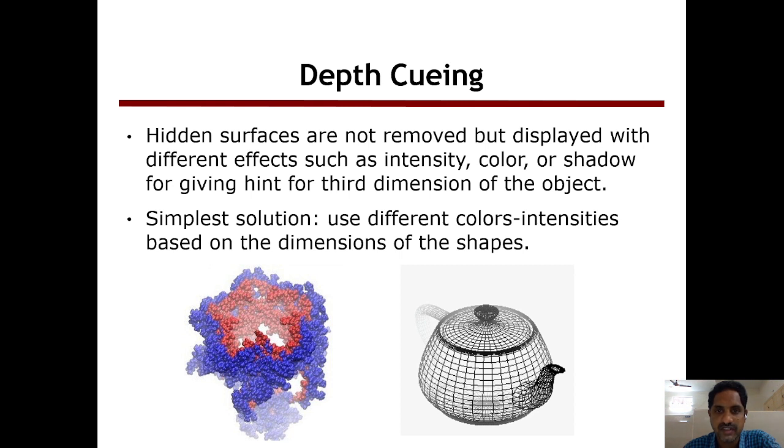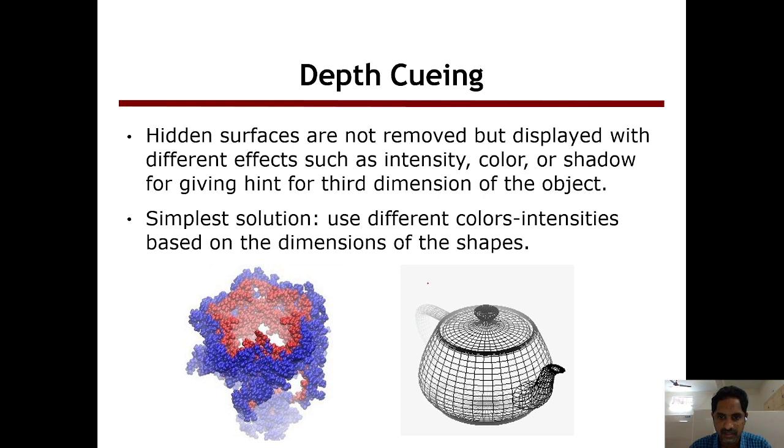Now, what is depth cueing? Hidden surfaces are not removed but displayed with different effects such as intensity, color or shadow, giving a hint of the third dimension of the object. The simplest solution is to use different color intensities based on the dimension of the spaces. So in depth cueing, hidden surfaces are not removed. These are hidden faces, and you cannot remove them here. For example, see the one.